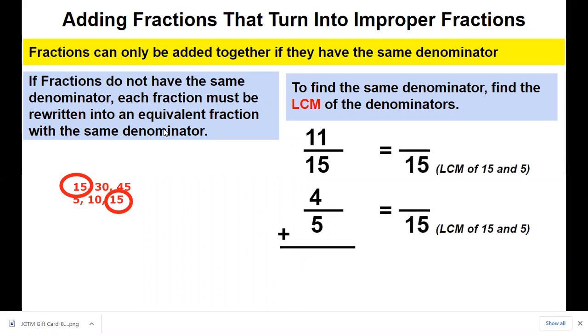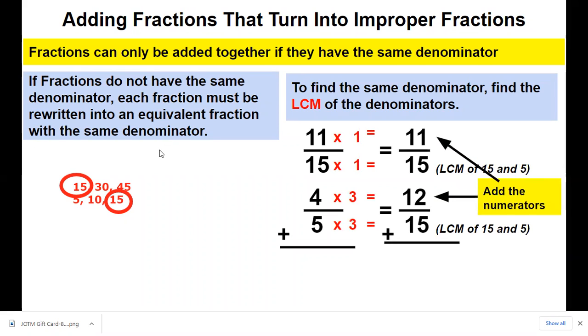Okay, so on the top, I can just keep it 11 15ths. So it's already in 15ths, right? I'm just timesing by 1, not really changing the number. On the bottom, I say 5 times what equals 15? Well, 5 times 3 equals 15. So I times the top number by 3 and get 12. Now I can add the top numbers, the numerators. 11 plus 12 is 23. My bottom number stays 15.